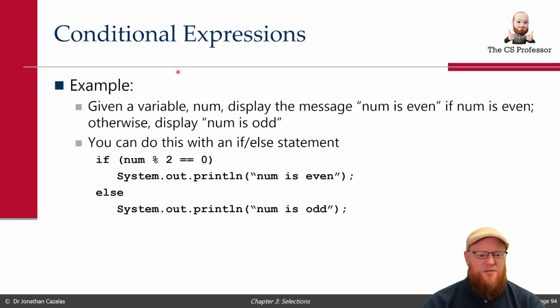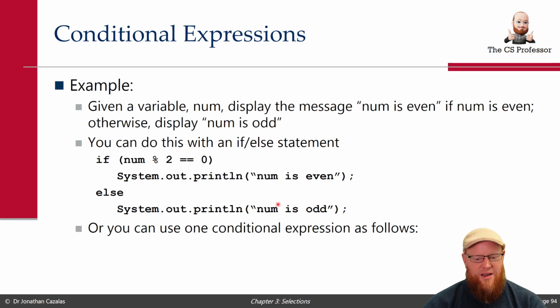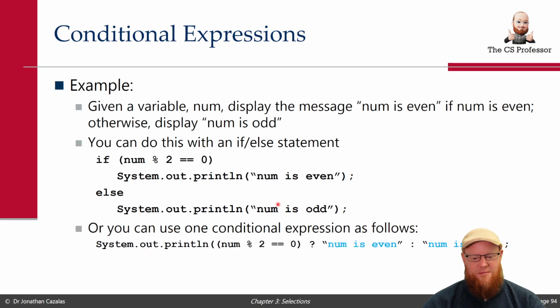Here's another example. Given a variable num, display the message num is even if num is even, otherwise display num is odd. So absolutely this code is just fine, right? I can say if num mod 2 is 0, print it's even, otherwise print it's odd. Or a single print statement.